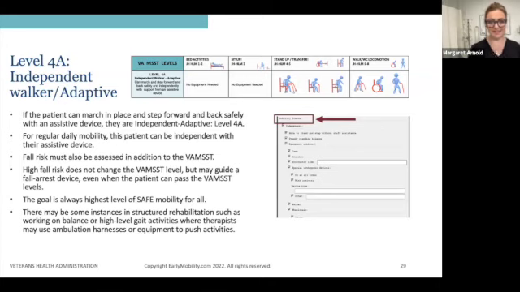There may also be some instances in structured rehabilitation, such as working on balance or high-level gait activities, where therapists may use an ambulation harness or equipment to push activities to a higher level for our patients. In your documentation, you're going to check independent, but then with the equipment, you will check whether or not they're going to use an assistive device. In the prior screens, each level will drop down equipment options for you to choose. It's very important that if your patient requires total or moderate or minimal assistance, that you check the boxes for the appropriate safety equipment.